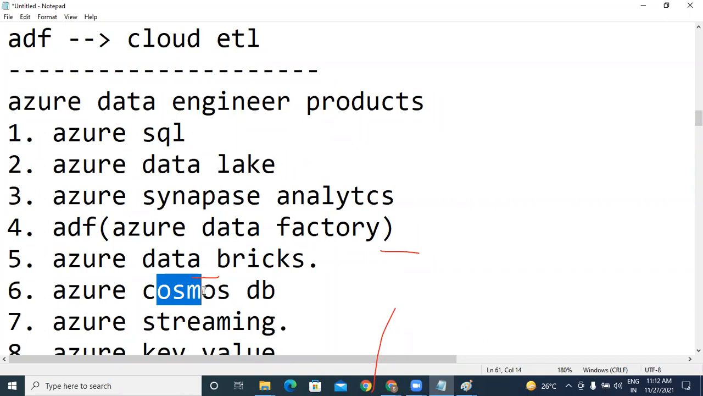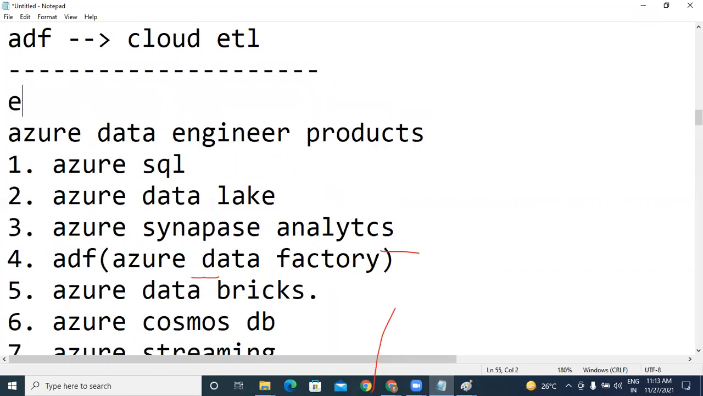But a lot of data is streaming. To capture the streams, Azure streaming. Understand? In this way, many products you have. Previously you were called an ETL developer. Now you are called a data engineer.